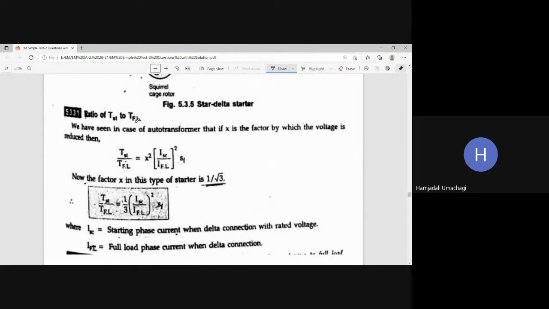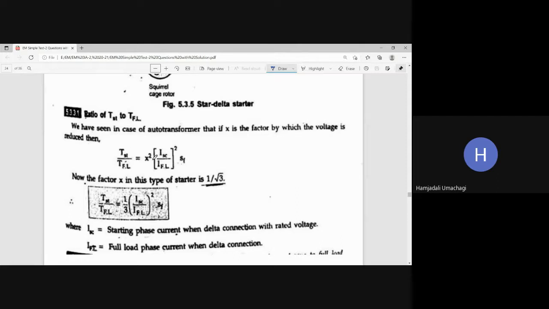ratio of starting torque to full load torque. So how is torque getting affected? The starting torque TST upon TFL, the ratio of starting torque to the full load torque, is given by x square into (ISC upon IFL) square into SF. So here is how the torque is getting reduced. You can see that here x is the factor by which voltage is getting reduced.